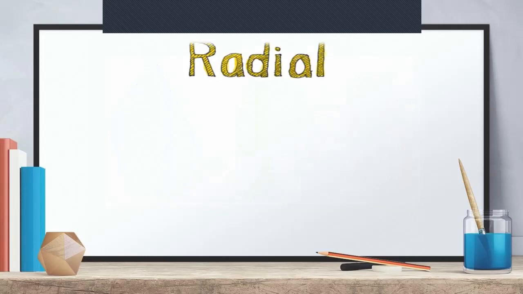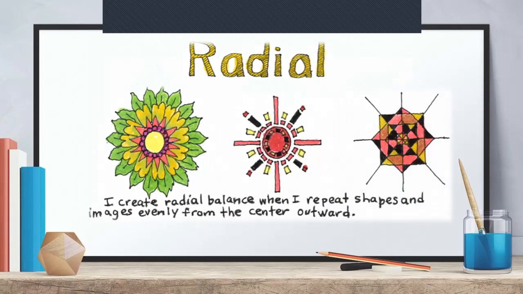All right, next one is a radial balance. I create a radial balance when I repeat the shapes and images evenly from the center outward. So let's start here. I'm going to put a circle, and then I'm going to put some drawings, going back and forth to complete the circle, and then I will do another line, a bit of pointed drawing here, and then going outwards. So radial is created from the center going outward.